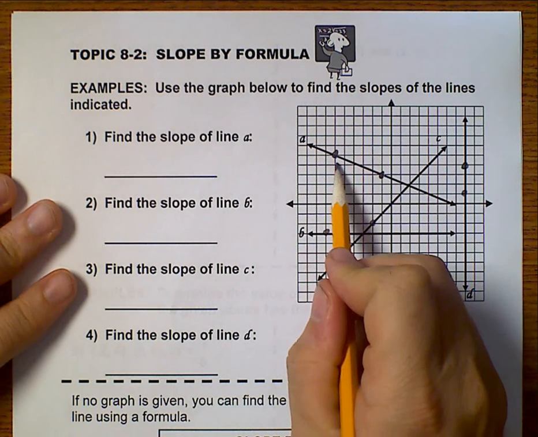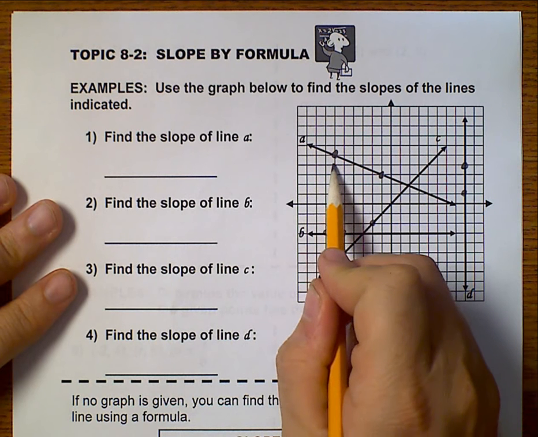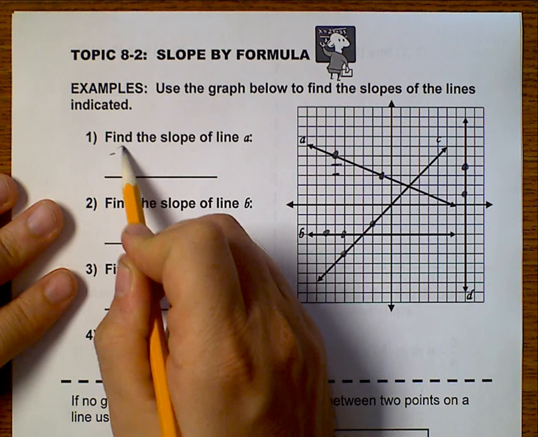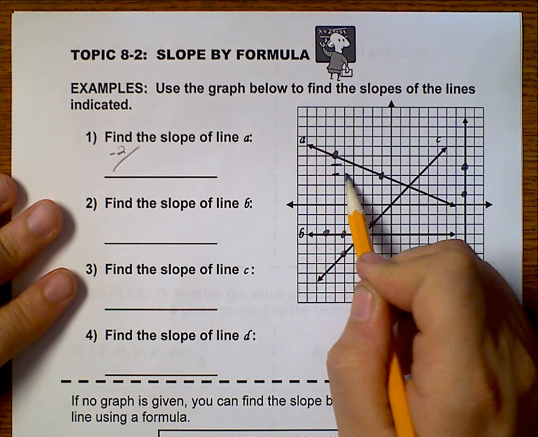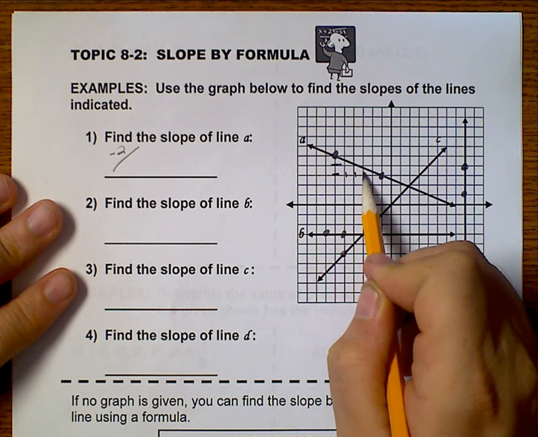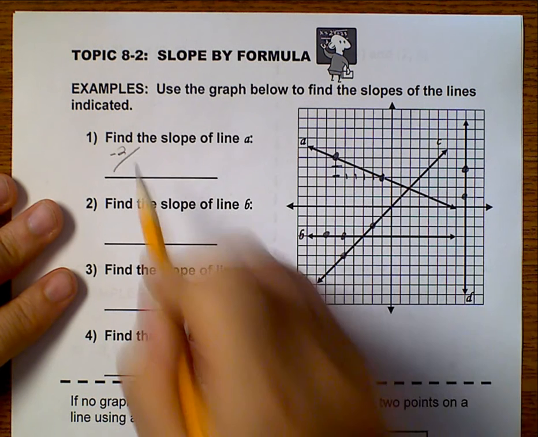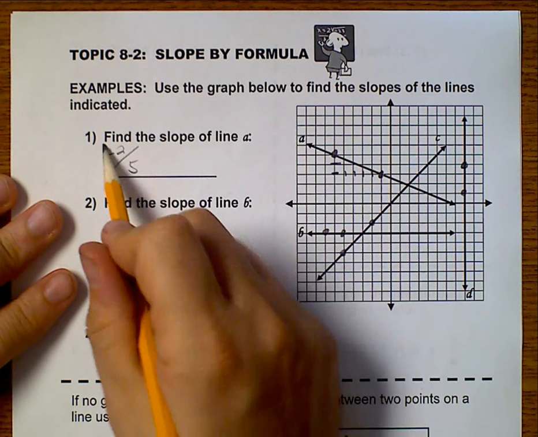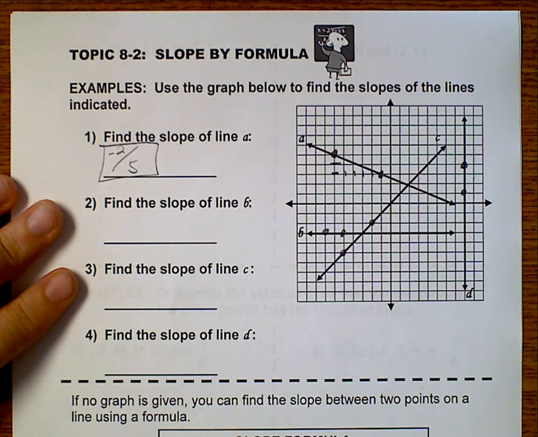Well, A goes down 2, over 1, 2, 3, 4, 5, so it will be negative 2 over 5. And negative 2/5 is as simple as it gets, and so that's my slope.